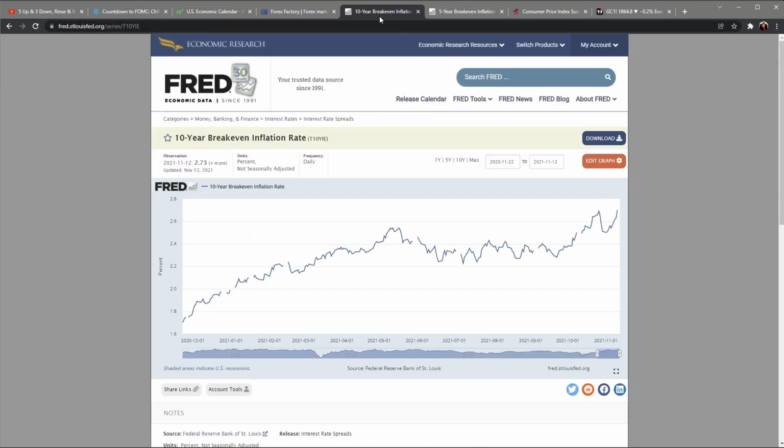Another metric and gauge that we've been watching are the break-even inflation rates. Back in May, we had a high of 2.51% for the 10-year break-even inflation rate. We broke through that in October. Backtest, consolidate November 1. You'll see there's a gap here because Thursday was Veterans Day.